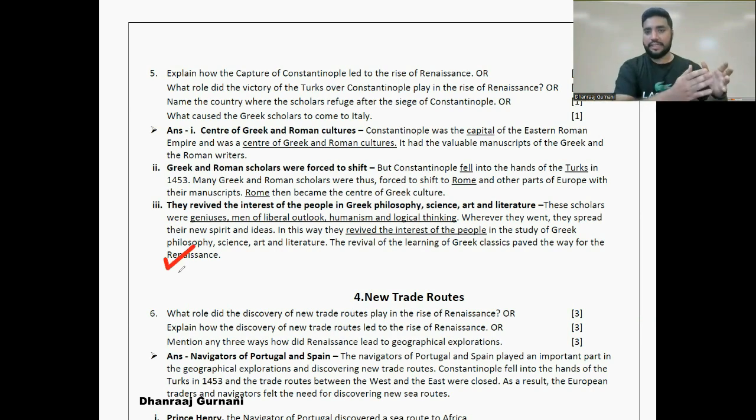Hence, Constantinople falls, they move out of Constantinople, and these scholars are geniuses, men of liberal outlook, humanism, and logical thinking. They revived the interest of people in these subjects. Wherever they went, they spread education, light, and knowledge, and they paved the way for the Renaissance.